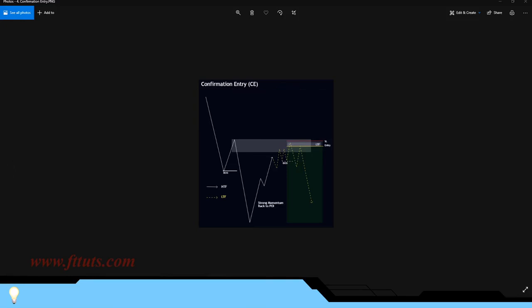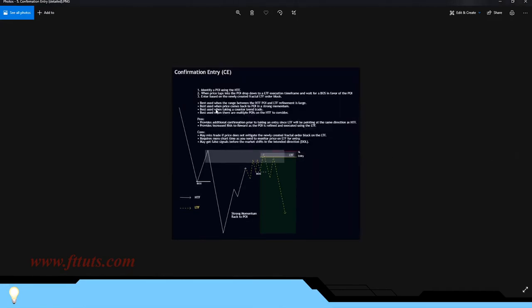Now, in regards to the pros and cons, confirmation entries provide additional confirmation prior to taking an entry, since the lower time frame will be pointing in the same direction as the higher time frame structure. It also provides an increased risk to reward as the point of interest is refined and executed using the lower time frame. These benefits of the confirmation, I've mentioned them at the beginning of this lesson. However, I'm just confirming them for you. We can see them in this illustration over here.